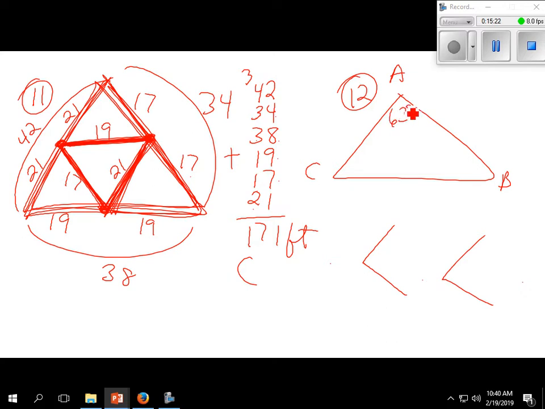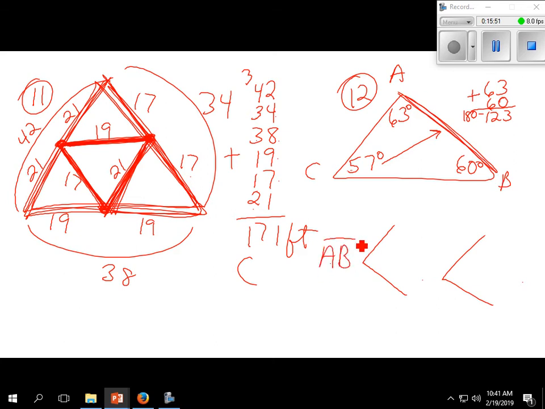This is 63 degrees, that's 60 degrees. First thing we got to do is find this missing angle, and we do that by adding those two. That's 123. Then we subtract that from 180. You get 57. We had a theorem that said, let's start with smallest since we're starting with smallest, the smallest angle has to be across from the shortest side. So that means this side over here, AB, has to be the shortest. The next shortest is that one, which is segment AC. And then the longest side is this one, which is segment CB.